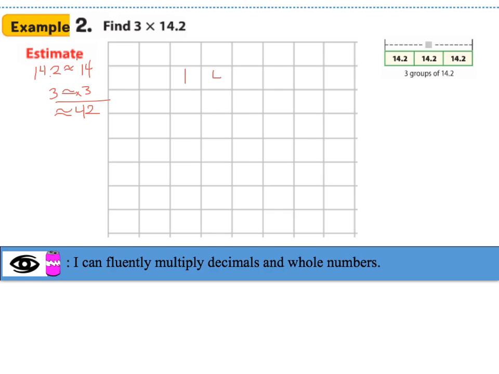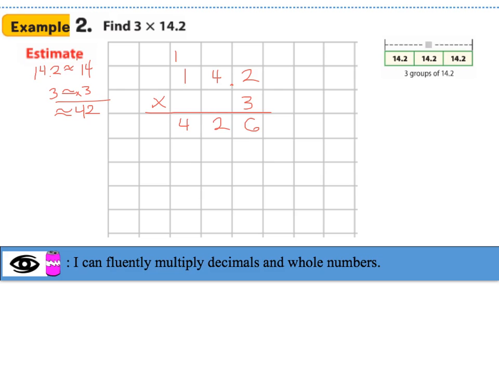I'm going to take 14 and 2 tenths times 3. Now if you look at it, I'm not lining up any decimals. All I'm going to do is start multiplying. So 2 times 3 is 6. 3 times 4 is 12, carry the 1. 3 times 1 is 3, plus 1 is 4.